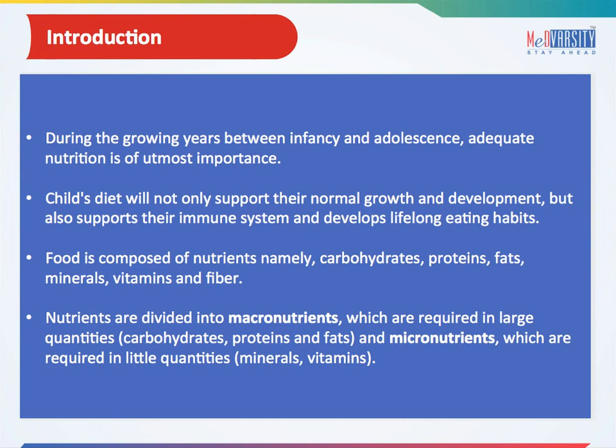A child's diet will not only support their normal growth and development, but also support their immune system and develop lifelong eating habits. Food is composed of nutrients, namely carbohydrates, proteins, fats, minerals, vitamins, and fiber. Nutrients are divided into macronutrients, which are required in large quantities: carbohydrates, proteins, and fats; and micronutrients, which are required in little quantities: minerals and vitamins.